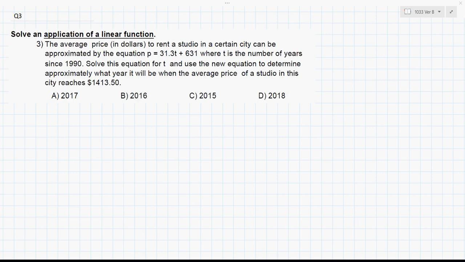$1413.50. Okay, so in that scenario, I believe we'd be plugging in our, okay, so we have answers there, but solving in for that.